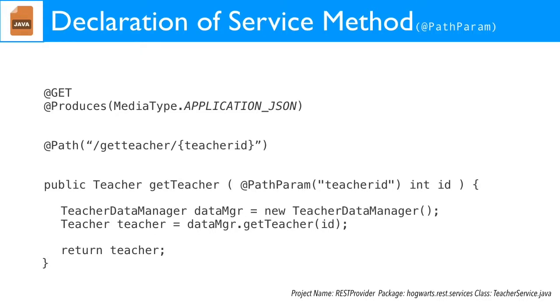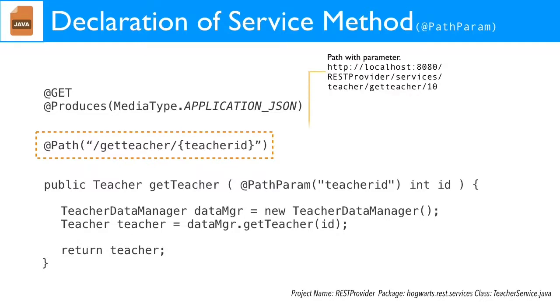This is the implementation of the service and the method that binds to it. In the first two lines, we declare the web method as GET and use @Produces to declare the return type of the service. Then we specify the path where the service is accessible at localhost:8080/REST-provider/services/teacher/getTeacher/10. The value 10 in the URI is the value for the teacherID in the @Path.